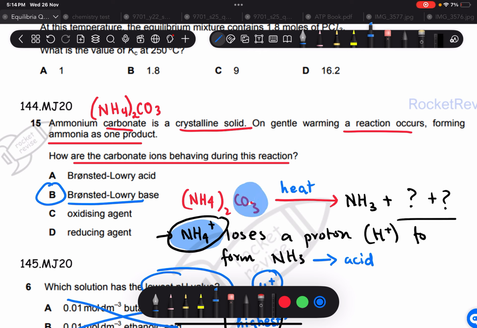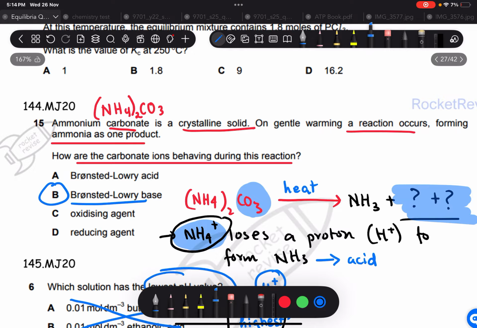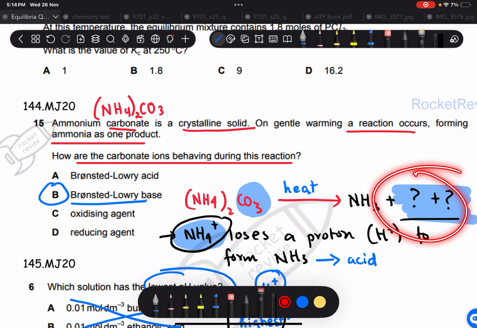There's only one other thing, which is a carbonate. So carbonate is going to accept that proton, and we don't know the products that are going to form. But still, we know that whatever products may form, they're going to have a proton that's donated by this ammonium ion. I hope you get it.